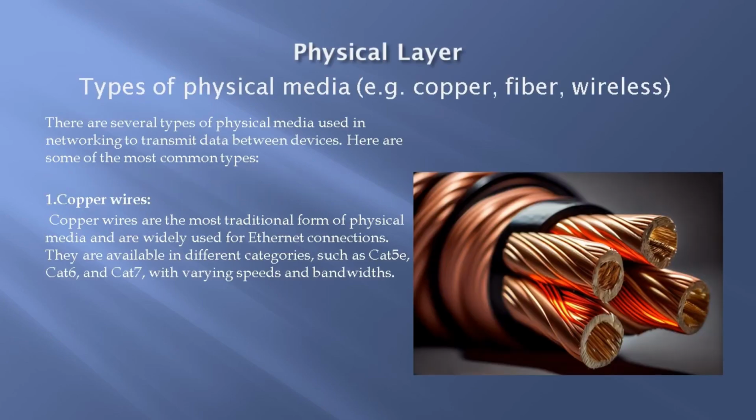Types of physical media, for example copper, fiber, wireless. There are several types of physical media used in networking to transmit data between devices. Here are some of the most common types. 1. Copper wires. Copper wires are the most traditional form of physical media and are widely used for Ethernet connections. They are available in different categories, such as Cat5e, Cat6 and Cat7, with varying speeds and bandwidths.